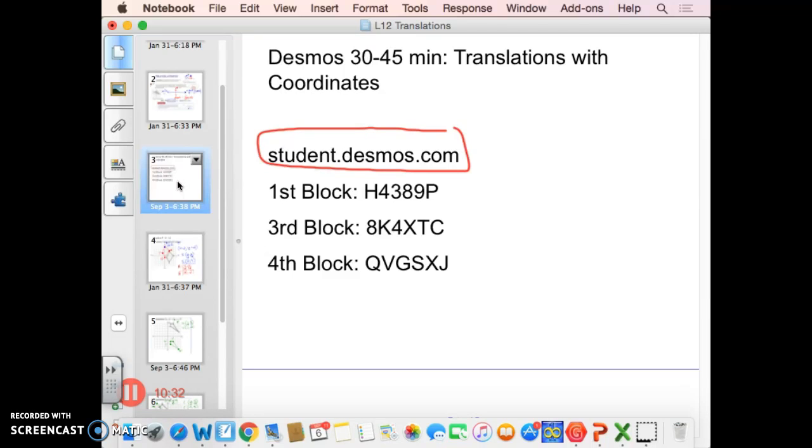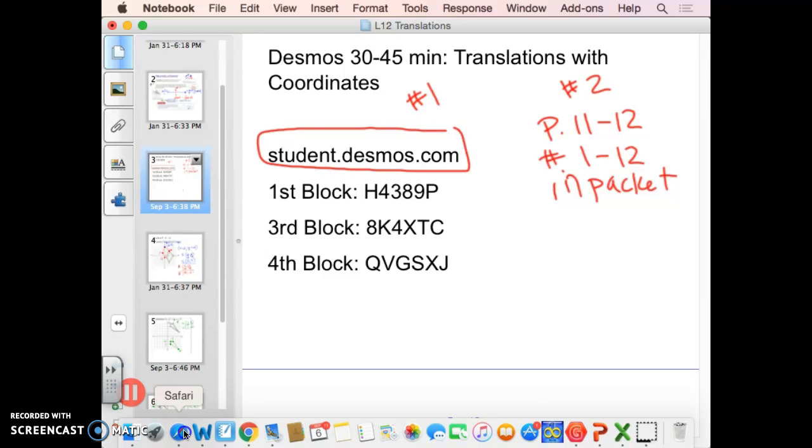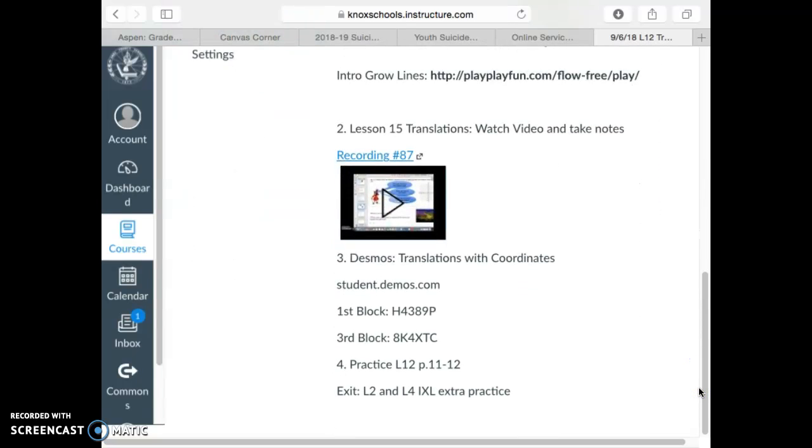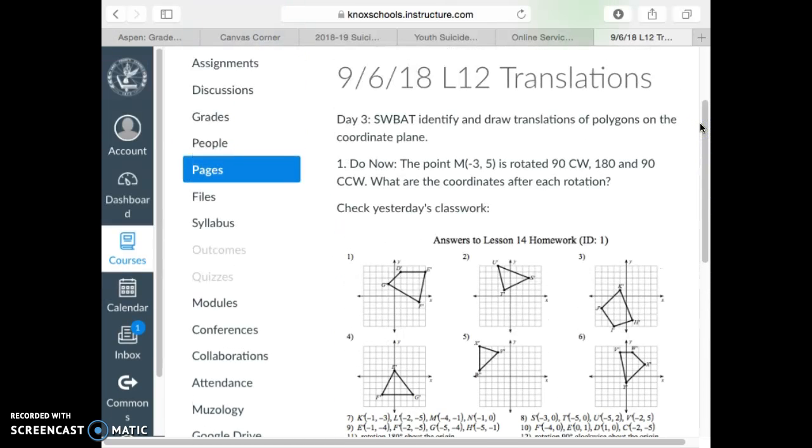All right. So this is the first thing you're responsible for to practice. The second thing you're responsible for is pages 11 through 12, numbers 1 through 12. Okay? And this is in the packet. Okay. So those are the two things. And of course, you can also do IXL. If you go back to Canvas, you can see that you can also do IXL activities at the very bottom if you want some extra practice, okay? And this is also an opportunity to go back and review some of the other things that we learned in class. All right.